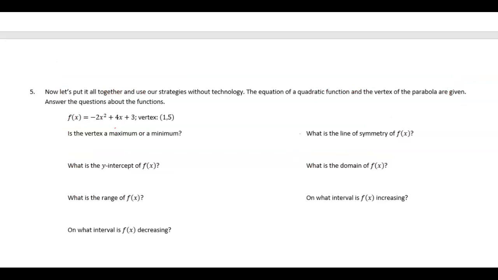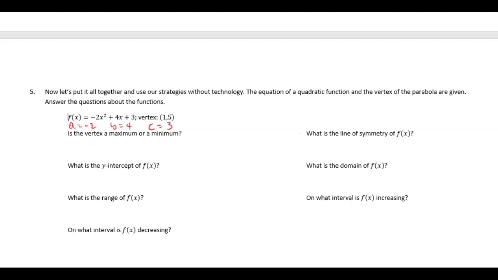All right, last example. We've got f of x equals negative 2x squared plus 4x plus 3, and the vertex is (1, 5). Is the vertex a maximum or a minimum? Well, let's identify a, b, c. So a is equal to negative 2, b is equal to 4, and c is equal to 3.